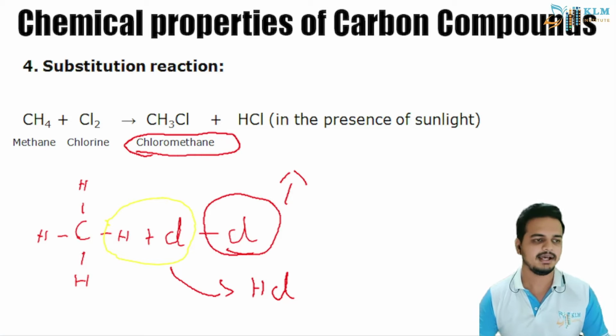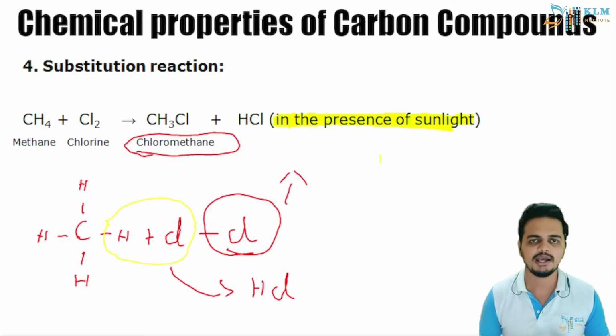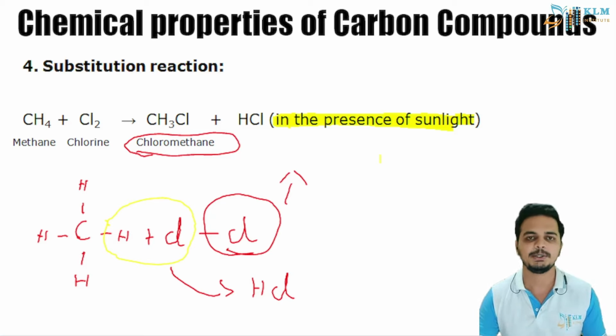It happens only in the presence of sunlight, students. Without sunlight, this reaction is not possible. As you go to higher classes, you can see substitution reaction is very common in carbon compounds because hydrogen is very easily replaceable, as the carbon is holding four atoms of hydrogen. So it is ready to give one and make a new bond formation.